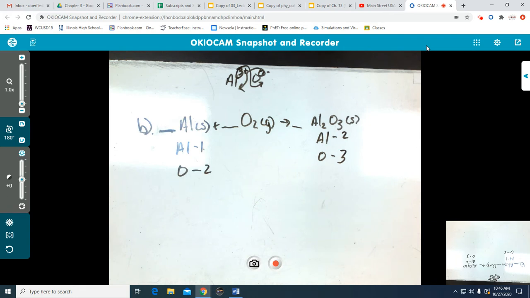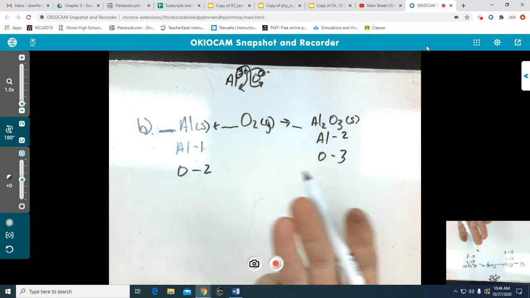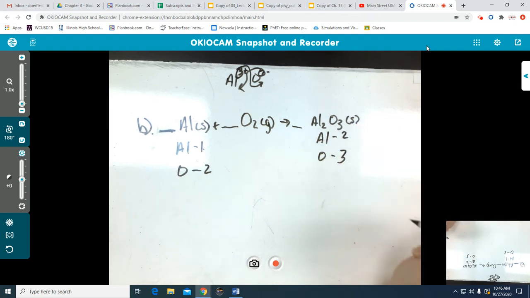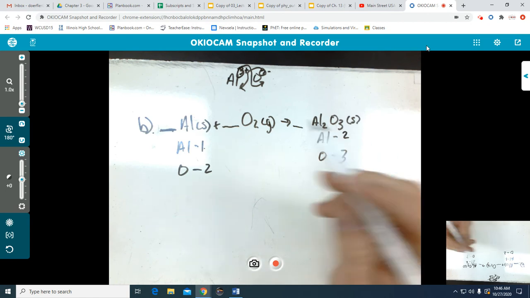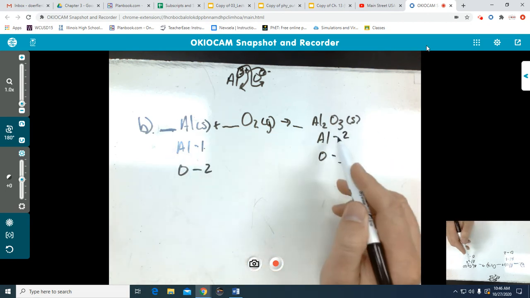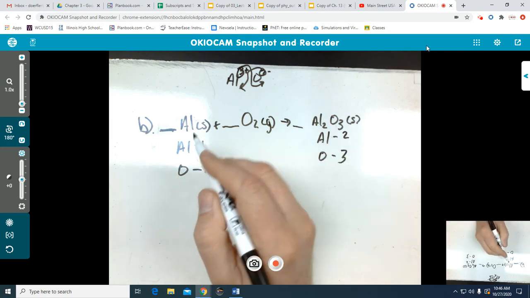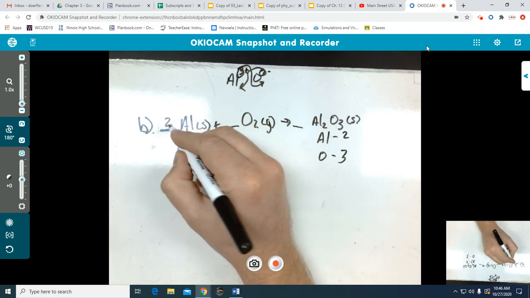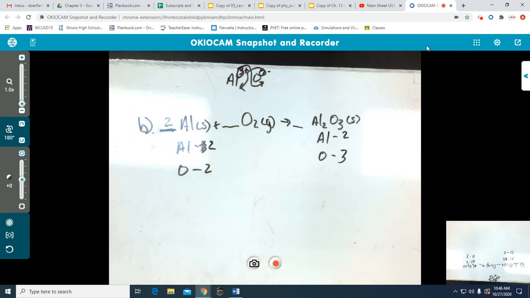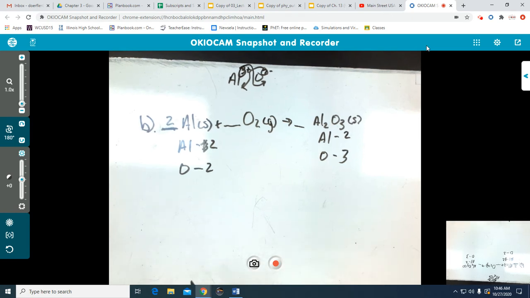So, where do we want to start? Well, let's look at aluminum oxide, the product, and aluminum. Aluminum on the product side has 2, and aluminum on the reactant side has 1. So, if I put a coefficient of 2 on the aluminum there, that gives me 2 here for aluminum on the reactant. So I'm even on both sides for aluminum.